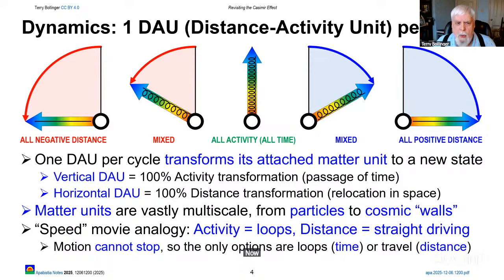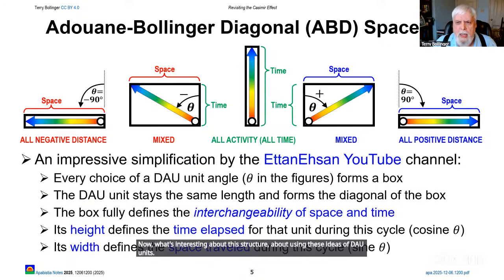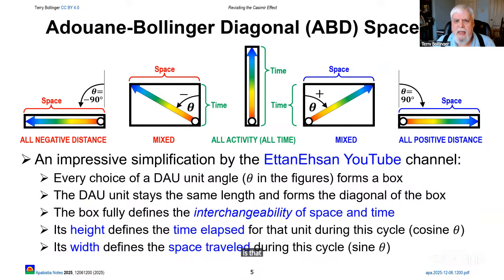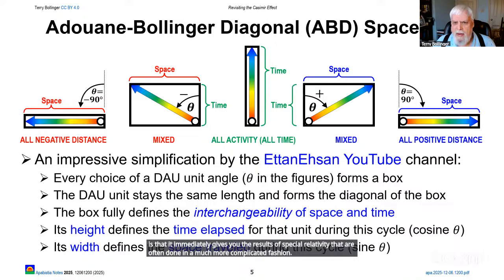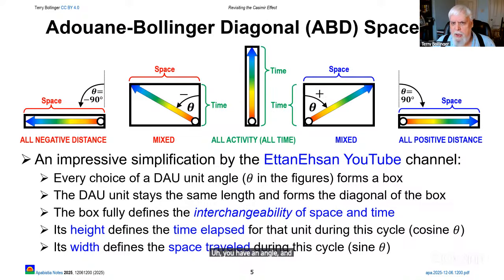Now, what's interesting about this structure, about using these ideas of DAU units, is that it immediately gives you the results of special relativity that are often done in a much more complicated fashion. You have an angle, and the angle tells you how much you've tilted the operator, the next iteration of the state machine for that object. You can have it go straight up, in which case it's pure time. You have the fastest clock of anybody around you.